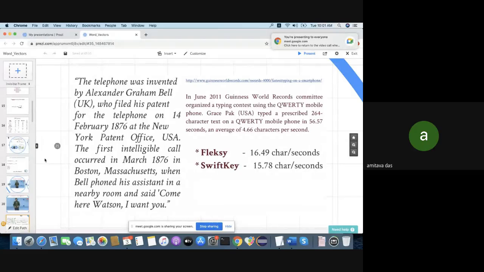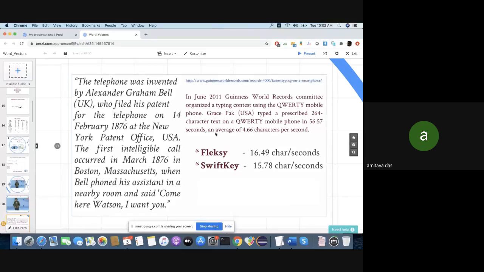Using our smartphone, we type something, right? There was a competition by the Guinness Book of World Records: given this text, how quickly can somebody type. The competition was with a QWERTY keyboard, not smart keyboards. The person who got first prize, Grace Park from the US, typed all this in 56.57 seconds, almost 4.66 characters per second.